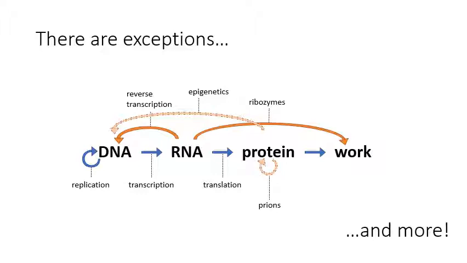end. So that's almost like the information in the misfolded protein being transmitted to other proteins nearby it. So that's a type of information flow as well. So those are all exceptions to the central dogma.